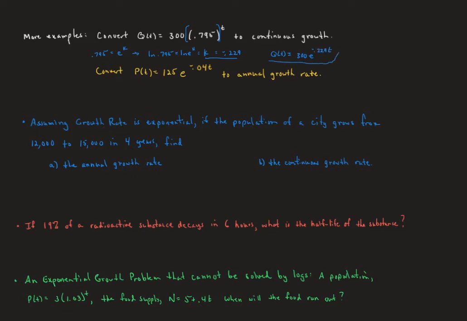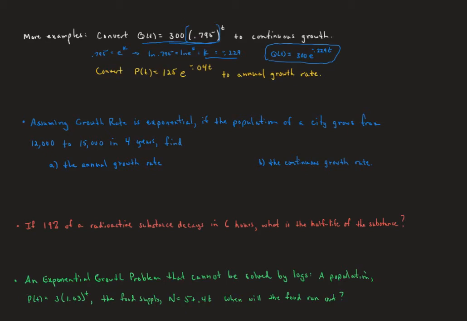So here's our growth, our decay equation written with a base Euler's number, which is equivalent to, that's exactly the same values as our annual growth, or annual decay in this case. Okay, assuming growth rate is exponential, if the population of a city grows from 12,000 to 15,000 in 4 years, can we first find the annual growth rate?